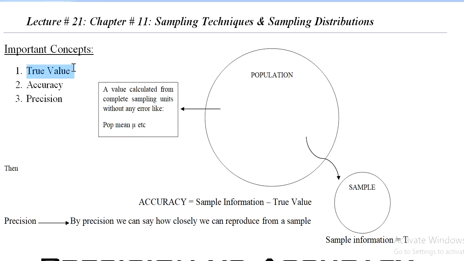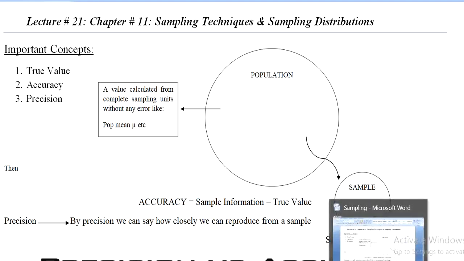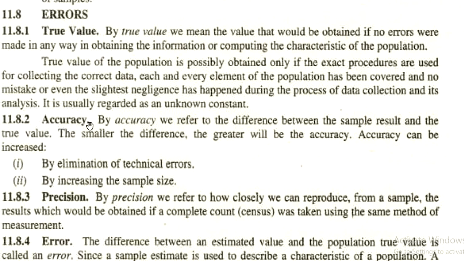So you can say true value is basically the numerical value which we calculate from the whole population, and we are not dealing with the sample. We are discussing a complete population, and from that complete population any numerical value which we obtain is called the true value. Now, what is accuracy? Okay, accuracy. By accuracy, we refer to the difference between the sample result and the true value. Accuracy is basically the difference between the sample result and the population result.